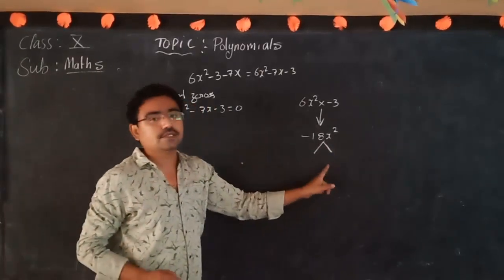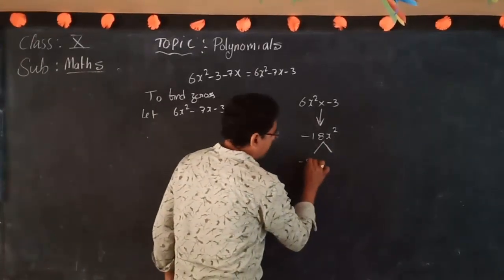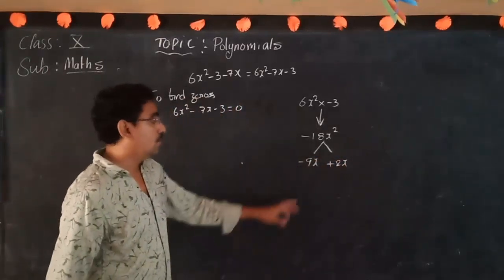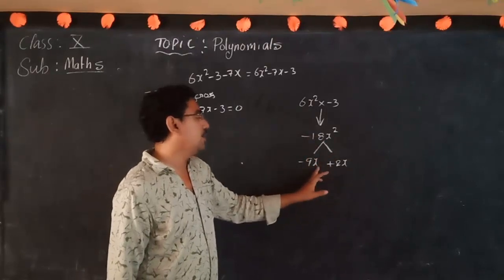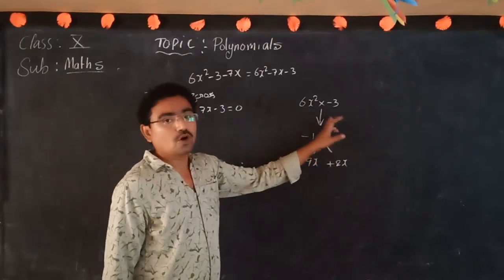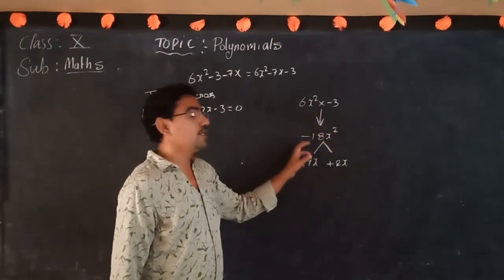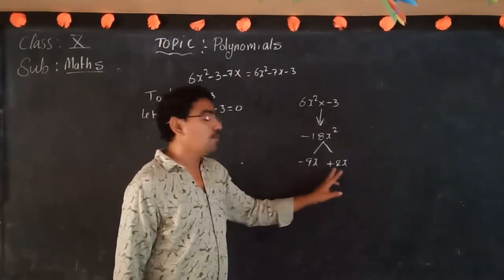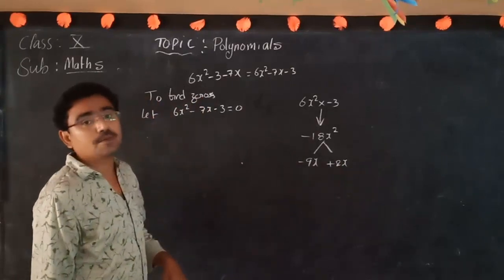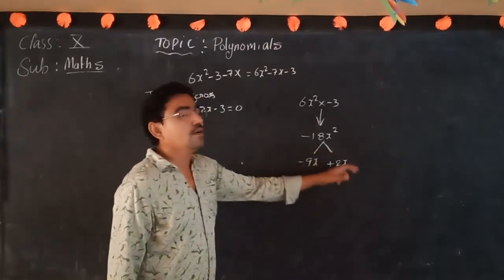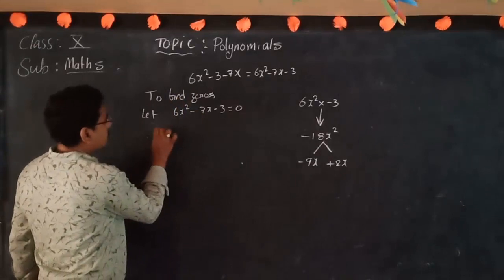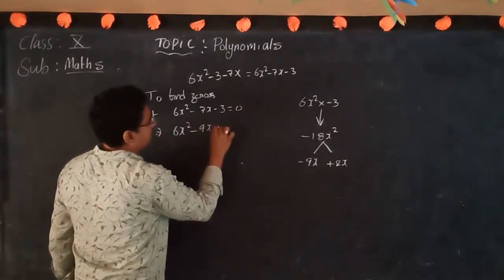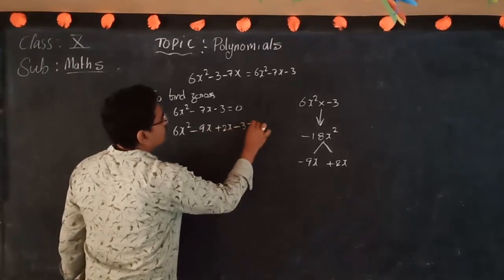Either way, we should take the factors here. So here what am I taking? Minus 9x and plus 2x. The product, how much? We got the product minus 18x square. Now see the sum: minus 9x plus 2x, how much will come? Minus 7x. The middle term came. So like this we should take the factors. This implies, split the middle term by these factors: 6x square minus 9x plus 2x minus 3 equals 0.